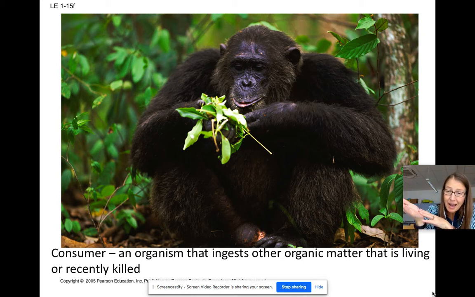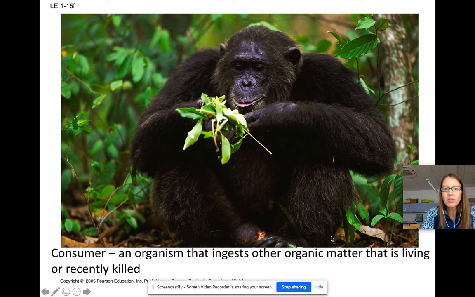But when we're looking at heterotrophs, it turns out that there are a few different types of heterotrophs that you should be familiar with. Heterotrophs are the ones that need to eat other things. They can't make their own food. They have to eat other organisms or something around that to get their food. And so one type of heterotroph is a consumer. A consumer is an organism that ingests its food, its organic matter, that's either already living when it's ingesting it, or it's recently killed.